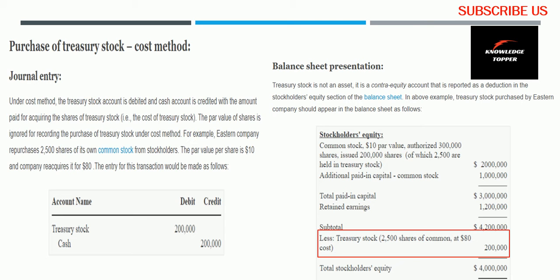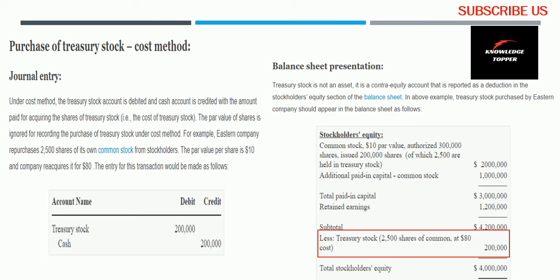Now how will you prepare the balance sheet according to this transaction? If we talk about the balance sheet presentation, treasury stock is not an asset. Remember, it is a contra equity account and it is reported as a deduction in the stockholders equity. As you can see, this is the stockholders equity section, and there's treasury stock which we subtract from the subtotal. As discussed in the above example, the treasury stock purchased by Eastern Company should appear in the balance sheet as follows.